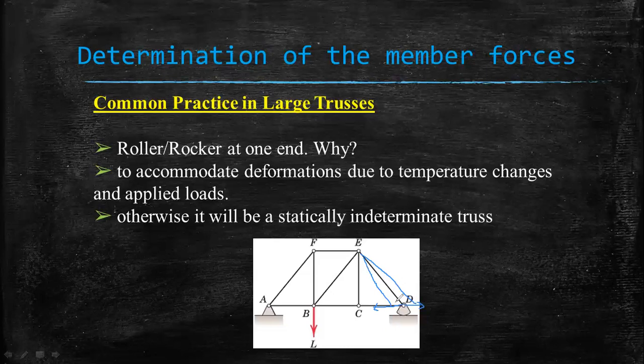Otherwise, if you don't provide a roller support, what will happen? Suppose let me assume that this is not a roller support and this is a hinged support. What will happen? It will ultimately become an indeterminate structure. What exactly a statically indeterminate structure is, we will discuss in the next lecture. For the time being, you just assume that if we provide hinge support at both the ends, then it will become statically indeterminate.